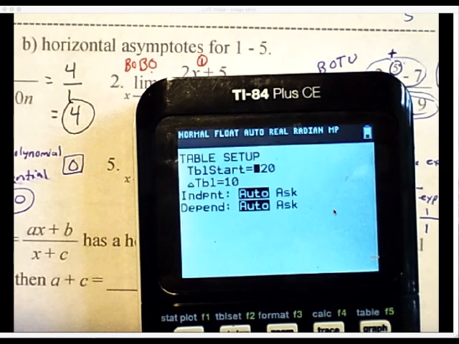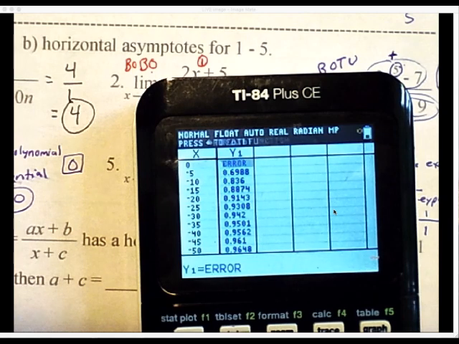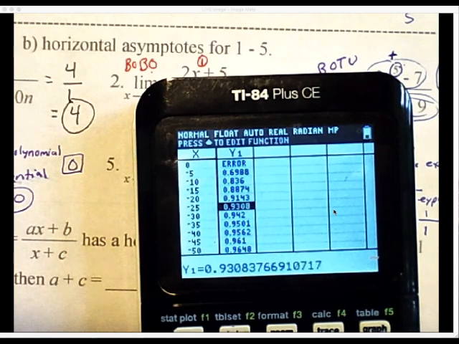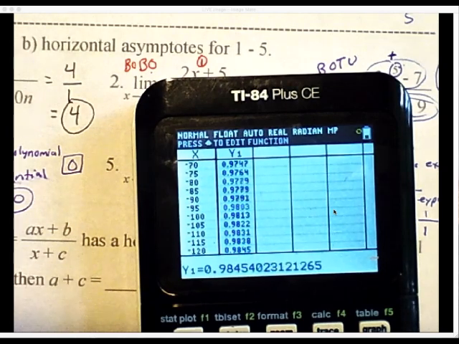Maybe it'd be easier to look at it from a table. Maybe we start at 0 and we go down by -5 each time. And then look at the table. Okay, what's happening here to these y values, the further and further you go out to the left, towards negative infinity? Looks like all these numbers are getting closer and closer and closer to 1.